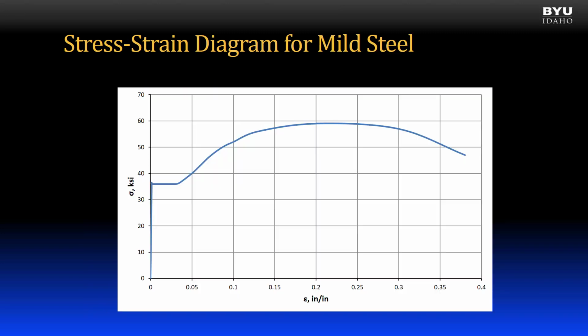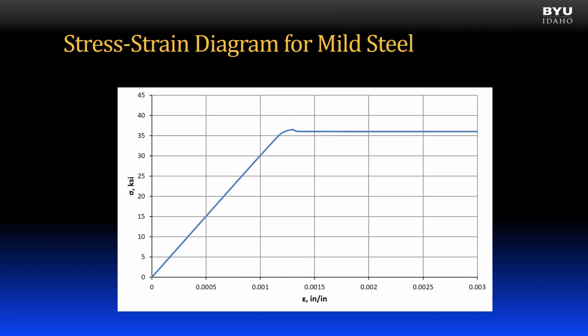Here is a typical stress-strain diagram for mild steel. Note that the stress is plotted on the vertical axis and strain plotted on the horizontal axis. We can get some interesting information from the initial portion of the stress-strain curve. I'm going to zoom into the data at that point. Here is a close-up of the initial portion of the stress-strain curve. We can see that for mild steel, and many other materials that we use in engineering, we have linear behavior between stress and strain in the initial portion of the test.